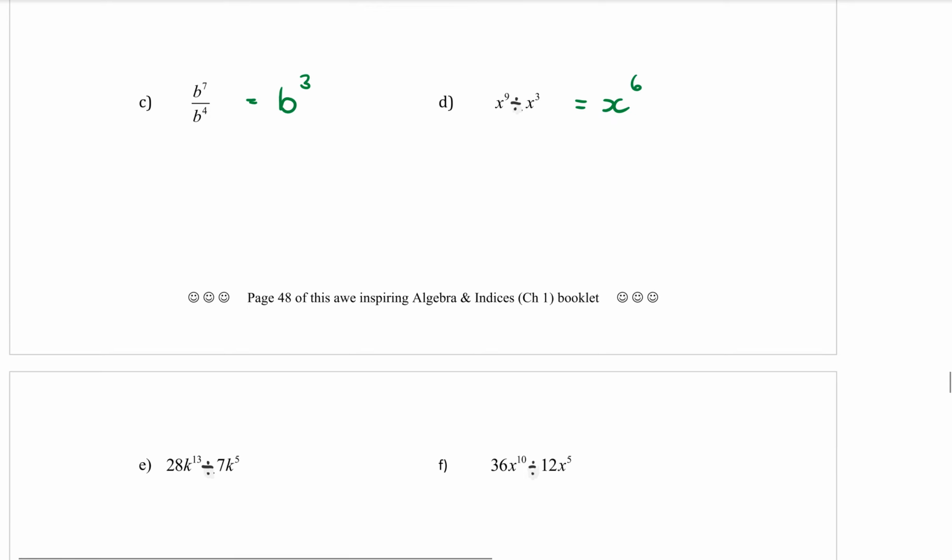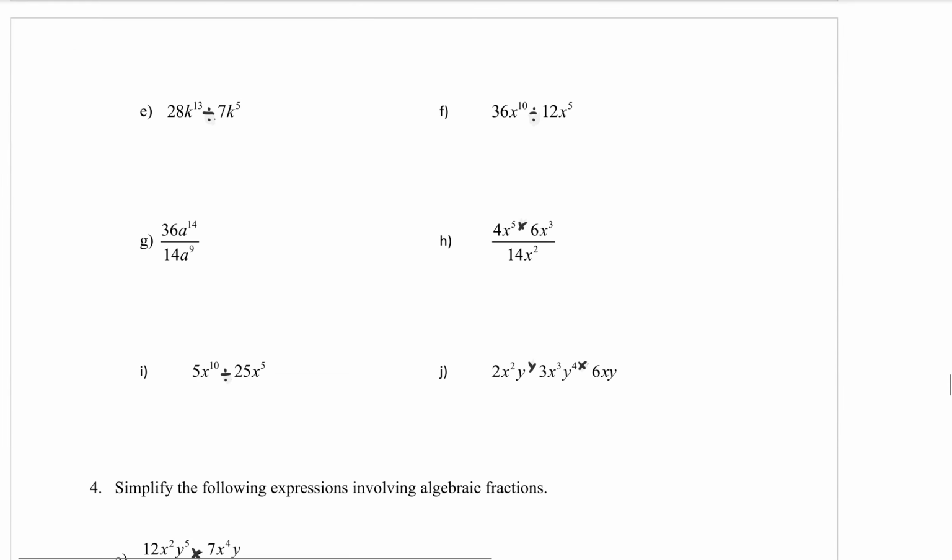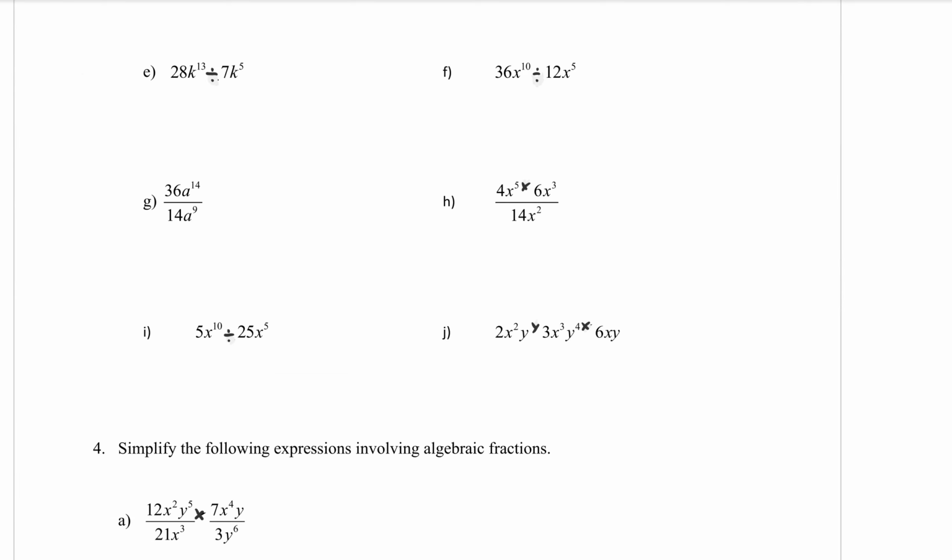Okay, on the next page we have some that are a little bit harder because we have the big numbers out the front again. Okay, the big numbers out the front we have to divide normally. 28 divided by 7 is 4. Okay, then K is the base. And the powers we have to subtract. 13 take away 5 is 8. Okay, so divide the big numbers but subtract the powers.